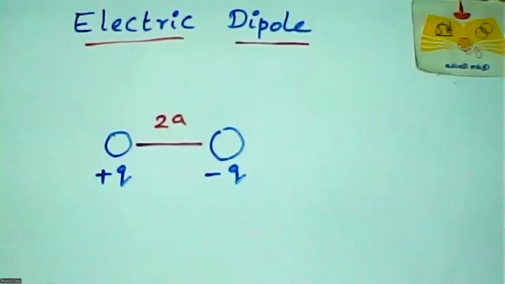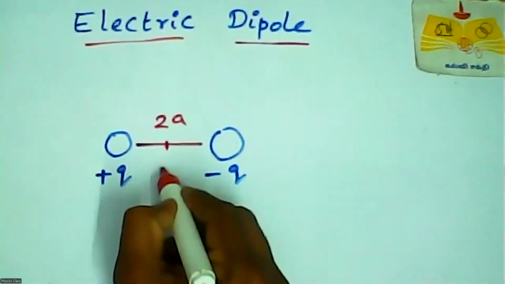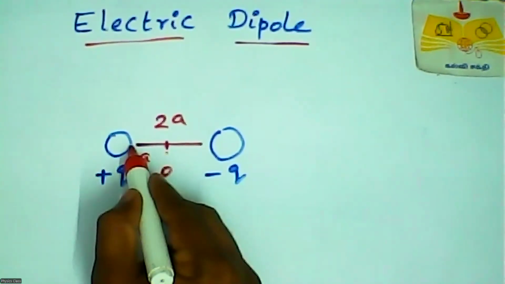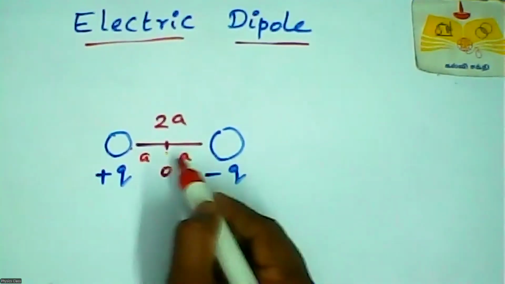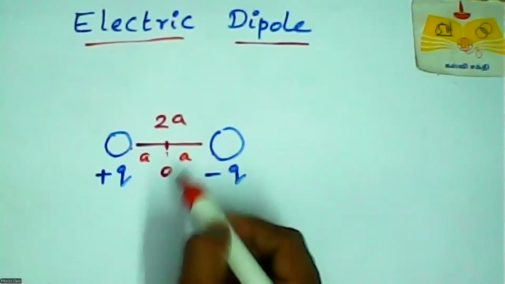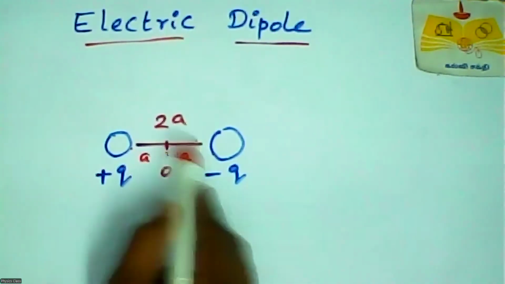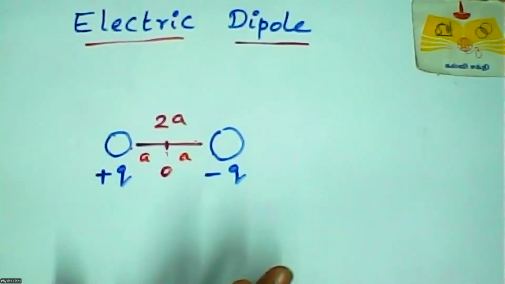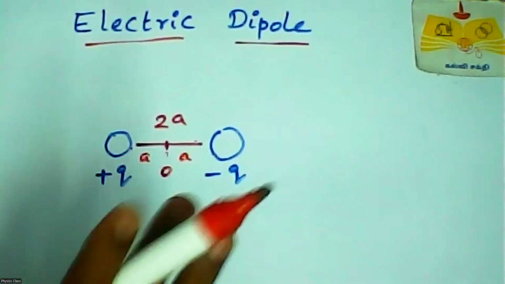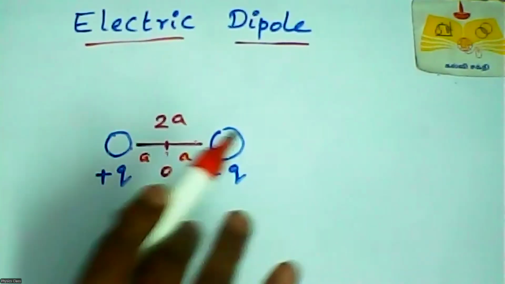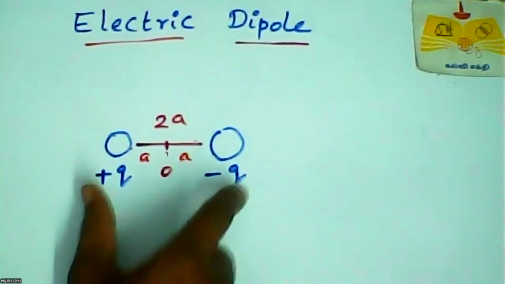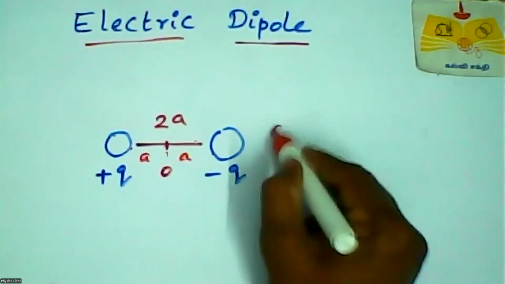So small distance denoted as 2a. Here a means, so this is the origin. A means the distance between the center to one charge, and the same distance from the center to the other charge. So total a plus a, 2a. So an electric dipole is nothing but simply a pair of equal and opposite charges separated by a small distance 2a.